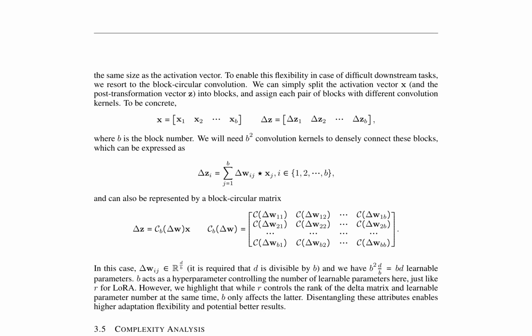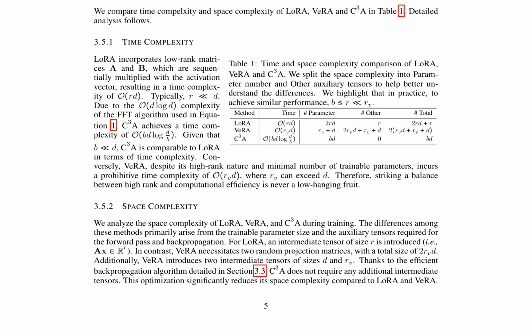A detailed complexity analysis of these three methods reveals that LoRA and C3A have comparable time complexities, with O(RD) and O(BD log B) respectively, while Vera has a higher time complexity of O(RVD). In terms of space complexity, C3A outperforms both LoRA and Vera due to its efficient backpropagation algorithm, which eliminates the need for additional intermediate tensors. This highlights the challenges of balancing high rank and computational efficiency in adaptive learning.